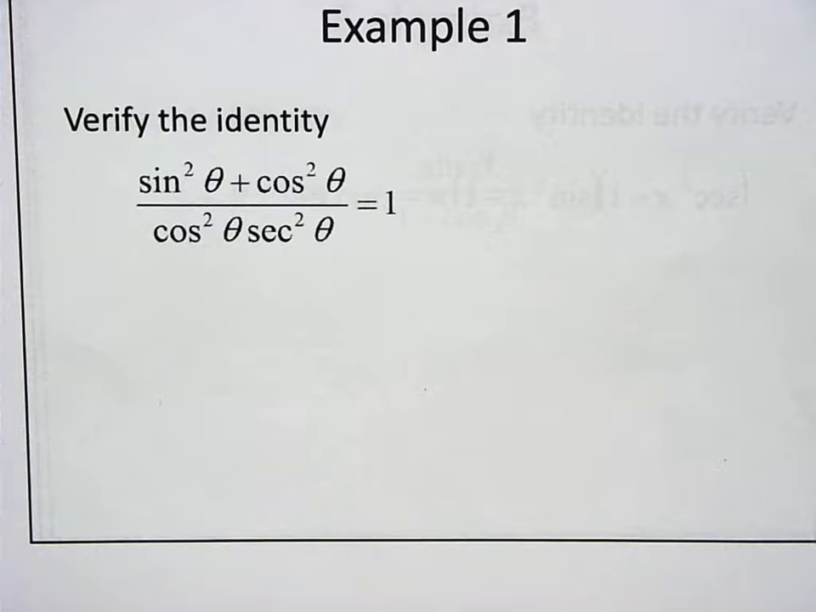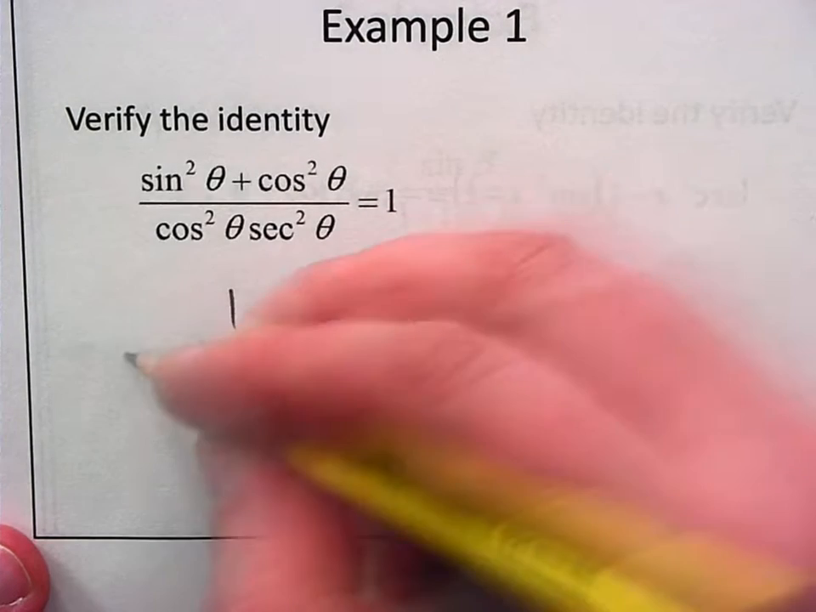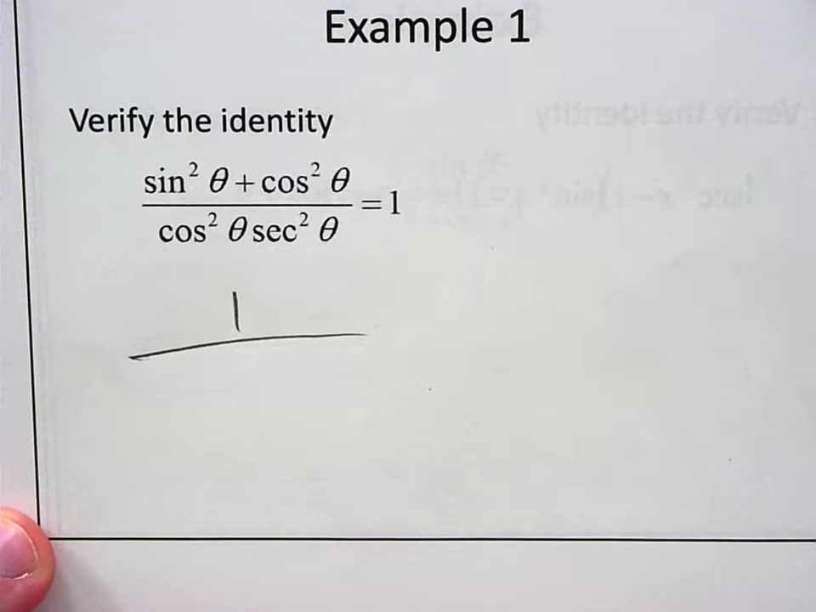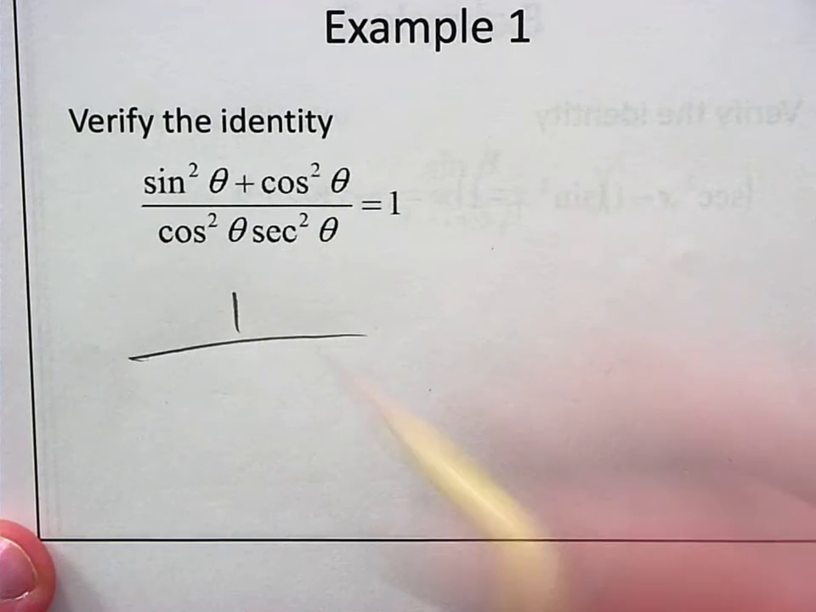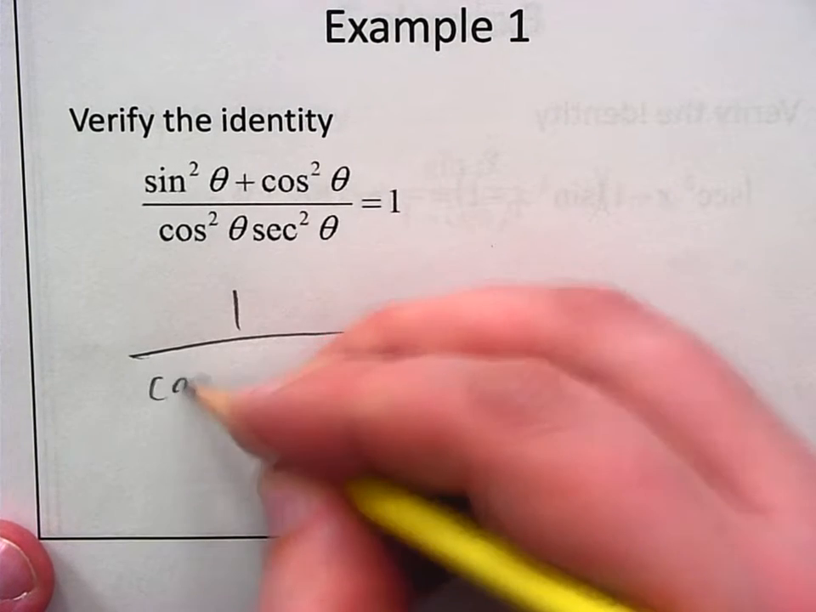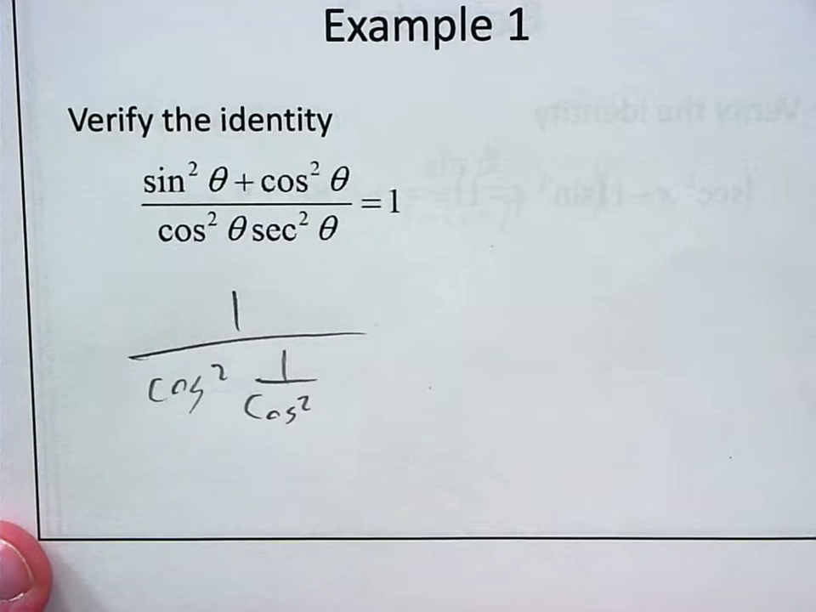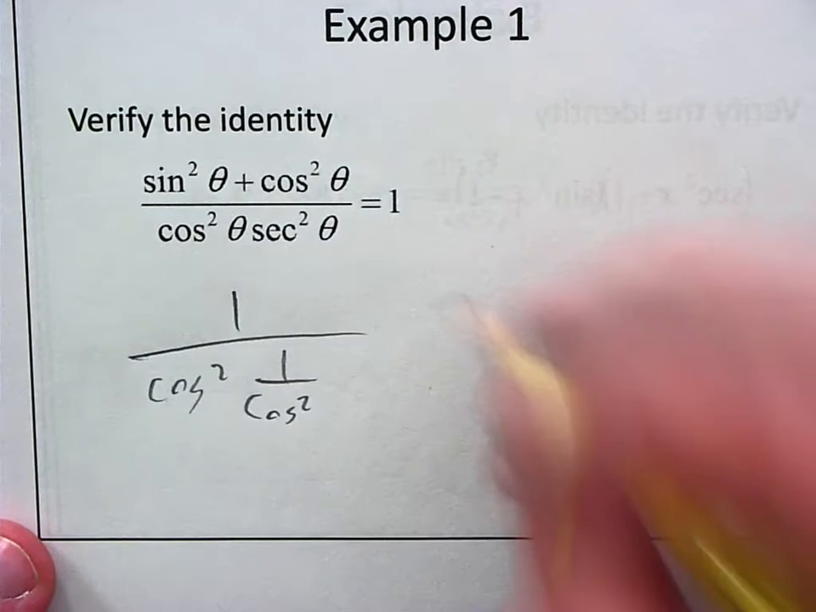Look for things that you know, Pythagorean identities, things like that. How can I simplify the left side to turn it into 1? The top is just 1, since sine squared plus cosine squared is 1. What can I do with the denominator? Secant squared is 1 over cosine squared. Yep. You need to at least show that. If you just write a 1 on the bottom, it's going to be counted wrong.